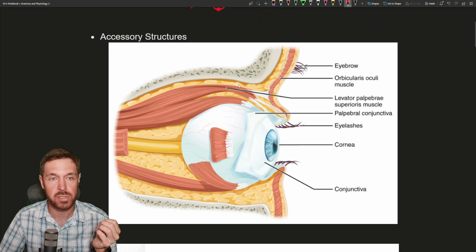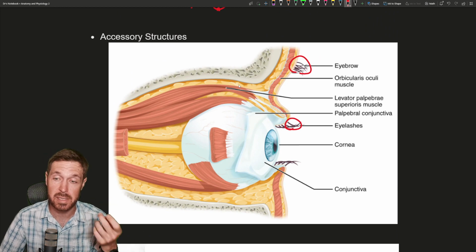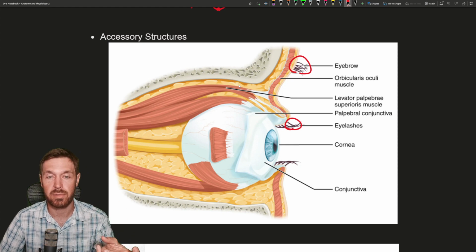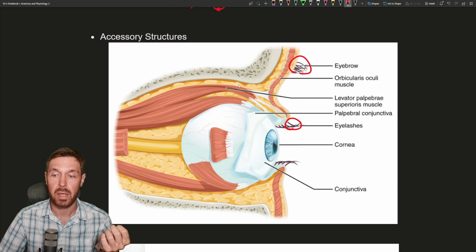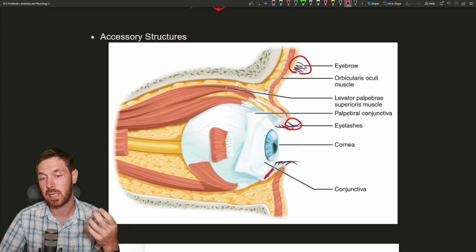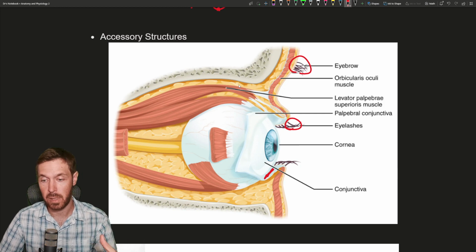But first, let's go over some of the accessory structures of the eyeball. Of course, you have your eyebrows and your eyelashes. The eyebrows are to shade the eyes. Eyelashes are highly sensitive, so any debris or anything like that causes reflexive blinking. And then you have your conjunctiva. The conjunctiva is just a protective layering over the eye. So conjunctivitis would be an inflammation or infection of that conjunctiva. There's a bulbar conjunctiva and a palpebral conjunctiva. So yes, the conjunctiva is just a protective layer.